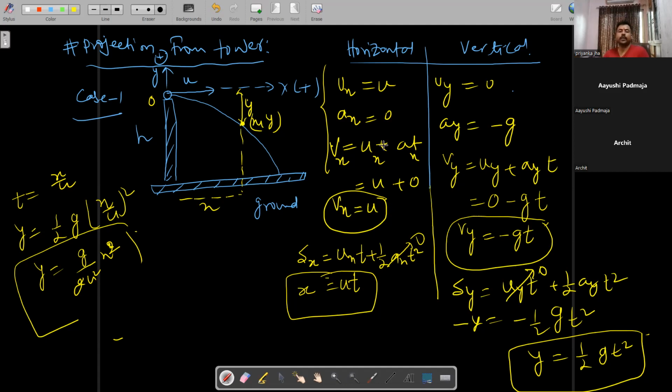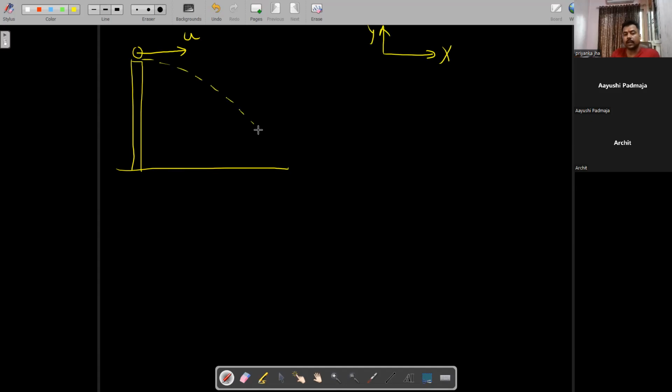Okay, let's move ahead. So in this case, I'm talking about case one only. So here is your tower, and this is the ground. So from here, suppose we have thrown some object with some initial speed u in horizontal direction. So we have taken this direction as x-axis and this direction as y-axis. So it will follow this path and come all the way to ground like this, right?